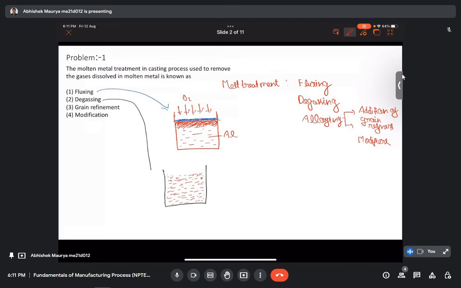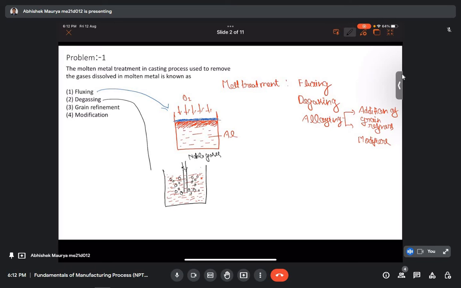What we do here, basically, is purge some noble gas inside the molten material, so that it doesn't react with the molten metal. When we purge it inside the molten metal, it forms bubbles, and the bubbles try to come out of the molten material.